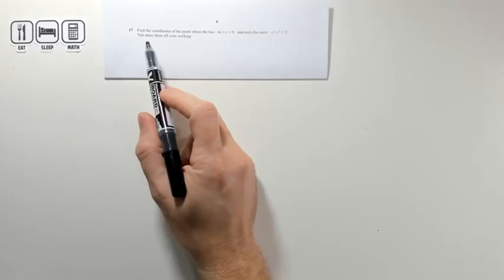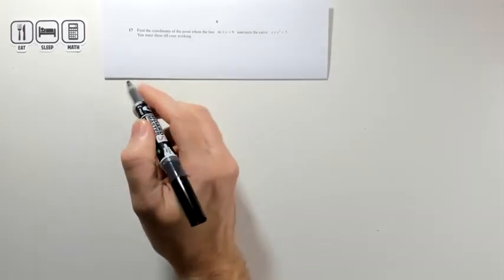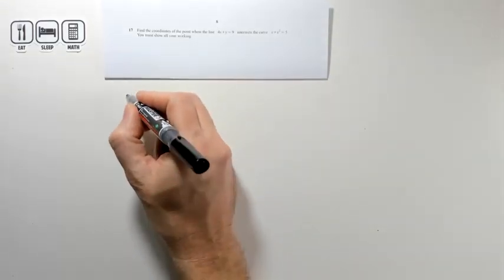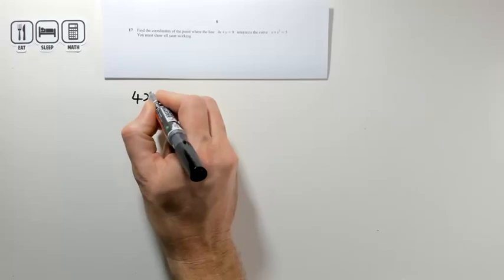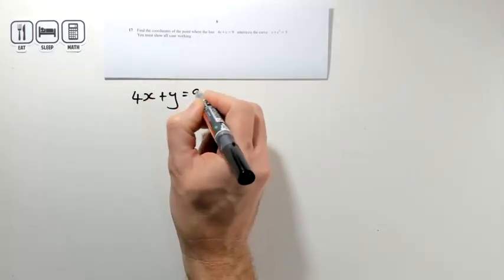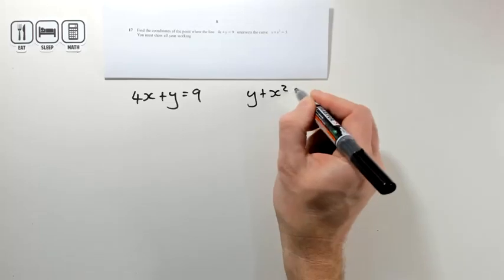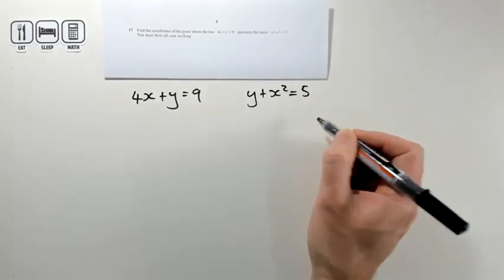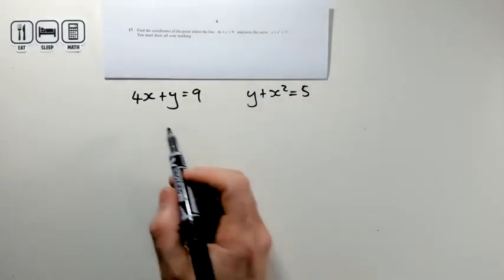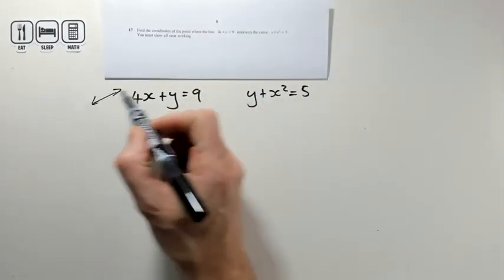It says, find the coordinates of the point where the line 4x plus y is equal to 9. So let me just write that. 4x plus y is equal to 9 intersects the curve y plus x squared is equal to 5. And show all your working. So here we have a line and we have a curve.